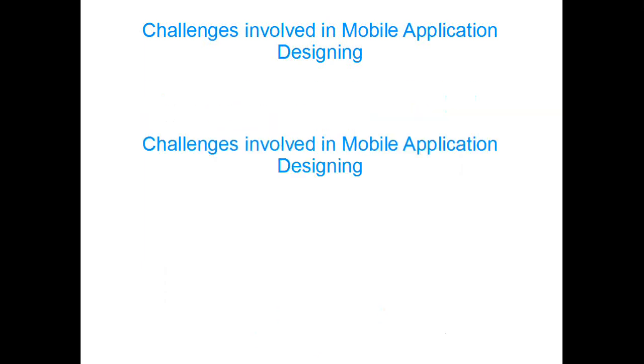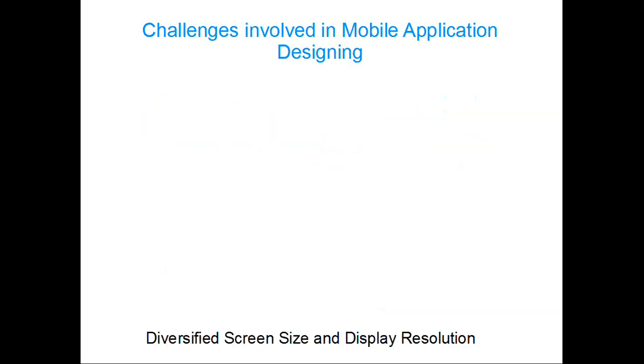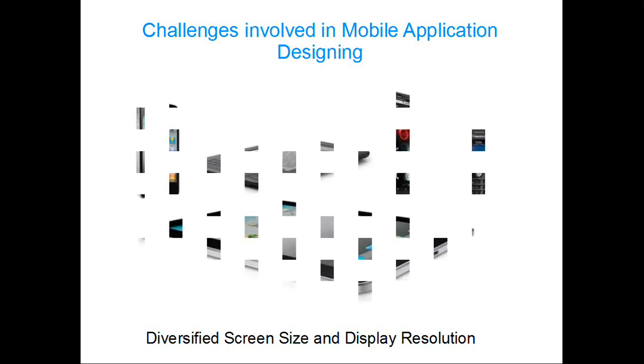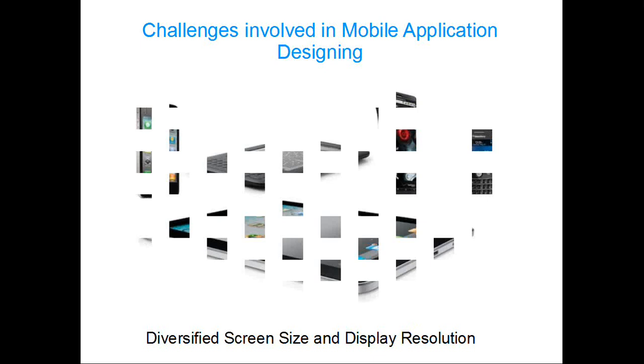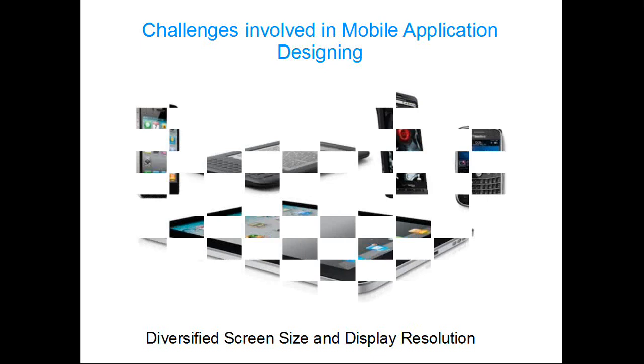The second thing is diversified screen size and display resolution. As I covered in my initial screens, we have a lot of devices ranging from 240 to 360 and then 1024 to 768. So we have so many different resolutions, and screen sizes and resolutions are also different. Some have 166, some have 240 ppi. So we also have to take care of those resolutions when we are designing something.